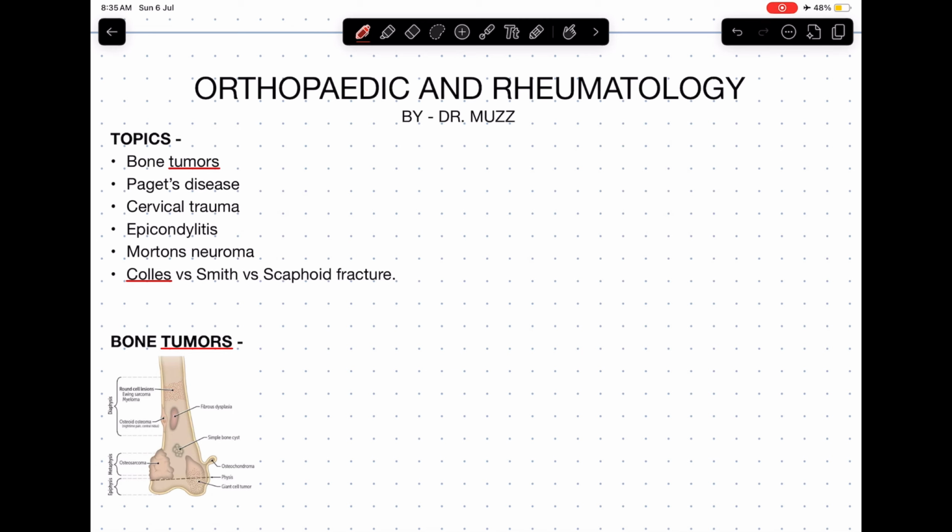So in this one, we'll be covering bone tumors, Paget's disease, cervical trauma, in which Canadian C-spine rules and the NEXUS criteria. Then we have epicondylitis. Then we have Morton's neuroma and Colles', Smith and scaphoid fractures. Along with that, the case presentations and what is the treatment for all of these.